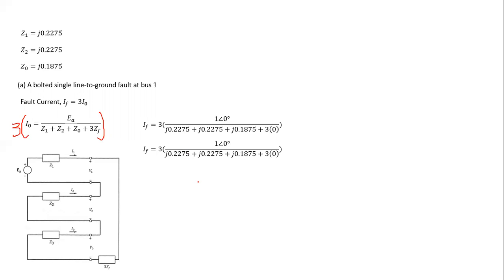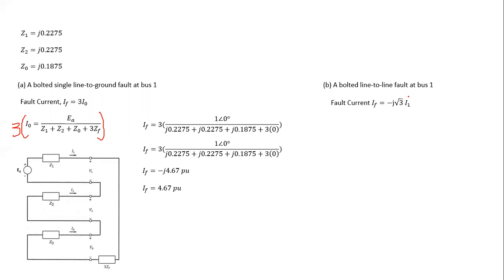For the fault current, ZF is 0. So the fault current is negative j 4.67 per unit, or the magnitude of the fault current is 4.67 per unit. For the line-to-line fault at bus 1, the fault current is given by this equation.